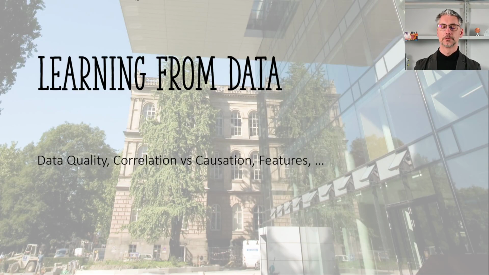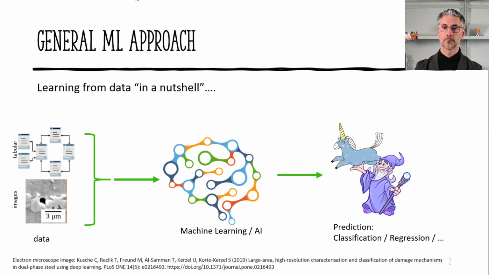Hello and welcome back. One of the key things about machine learning is that we learn from data. However, we need to understand what this actually means when we learn from data, what kind of pitfalls there are, and what kind of things we need to think about. So the general machine learning approach is the following.